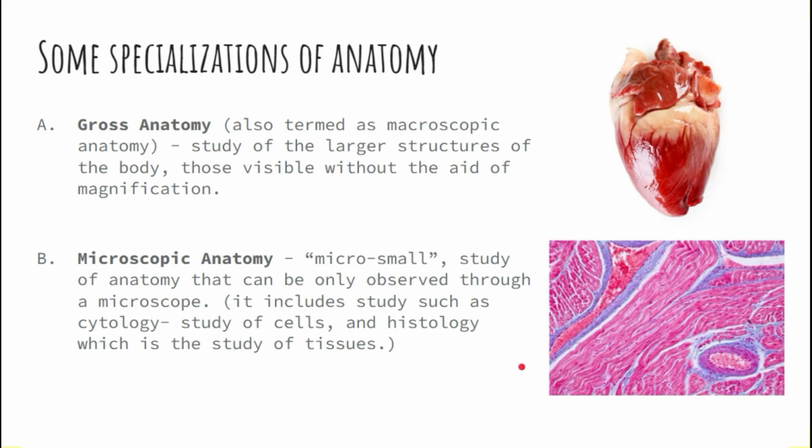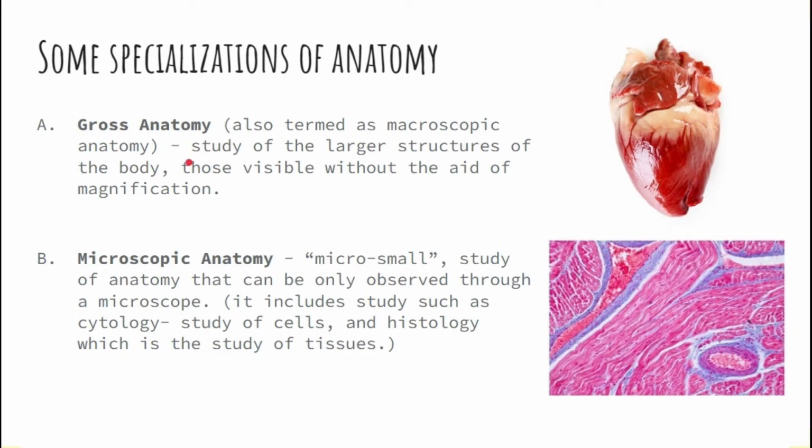So some specializations of anatomy include the following. We have here the term gross anatomy, which is also termed macroscopic. When we say gross or macro, it means that this is visible without the aid of magnification, or we can see it through our eyes alone. This is the study of larger structures of the body, those that can be seen by the eyes.